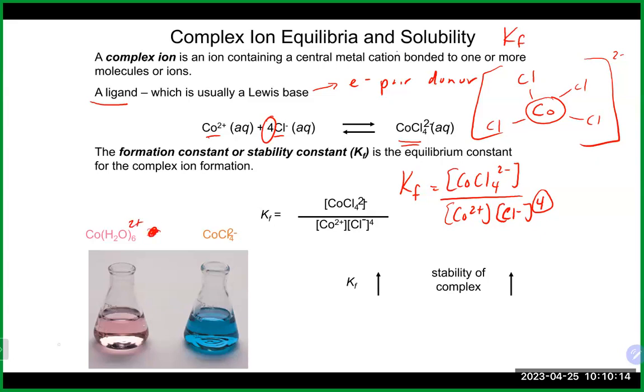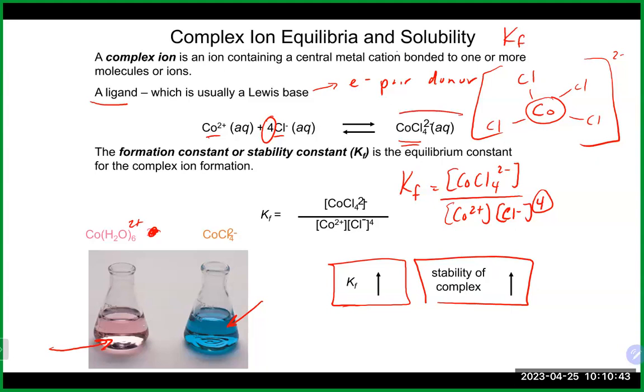Depending on the ligands attached, the complex ion or the metal ion will have some different properties. So these both are cobalts, but depending on what's attached in terms of ligands, we do get some different properties. Now, as the Kf value increases, the stability of the complex ion also increases. That is because as the Kf value increases, we would have more products, and more products would be our complex ion in this particular case.